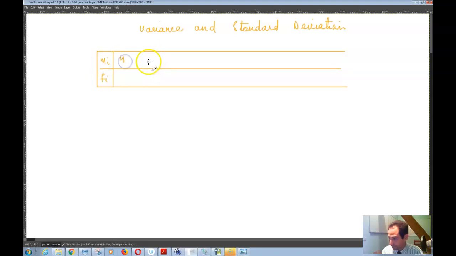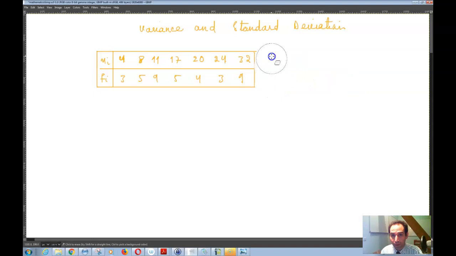So you have 4, 8, 11, 17, 20, 24, and 32. And then you have 3, 5, 9, 5, 4, 3, 1. Okay. And then if you basically want to find the variance and the standard deviation.